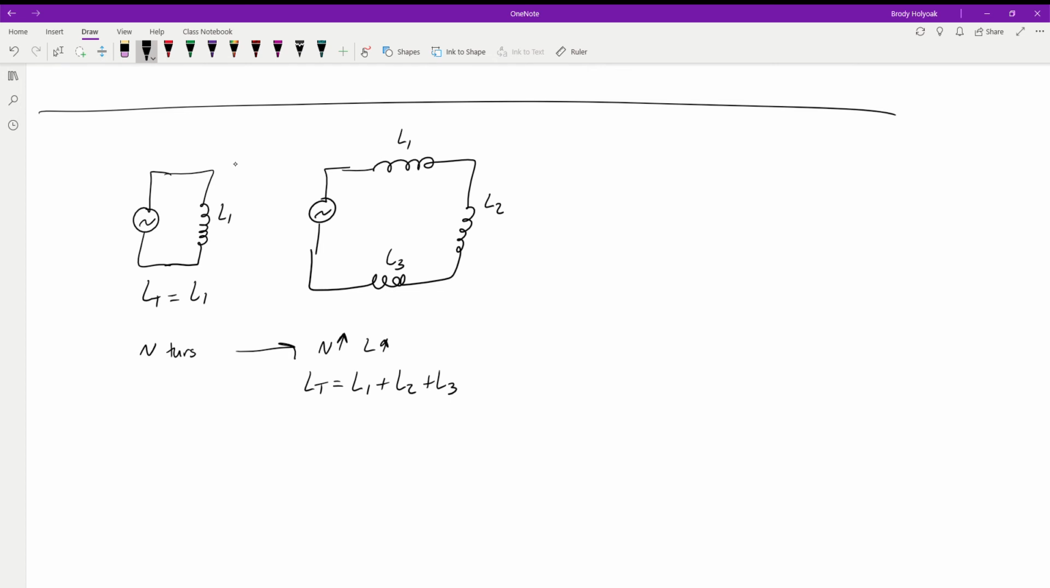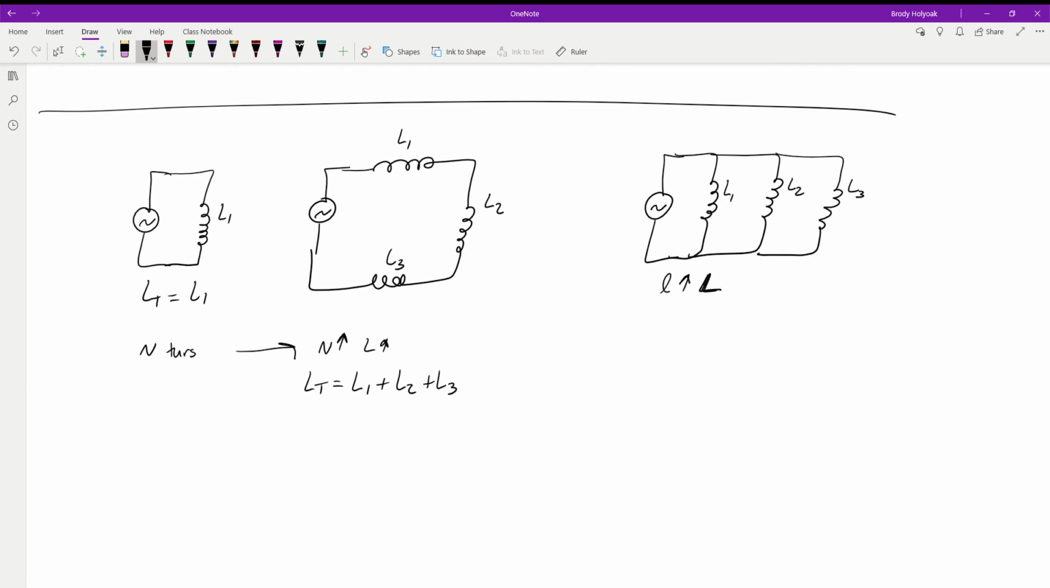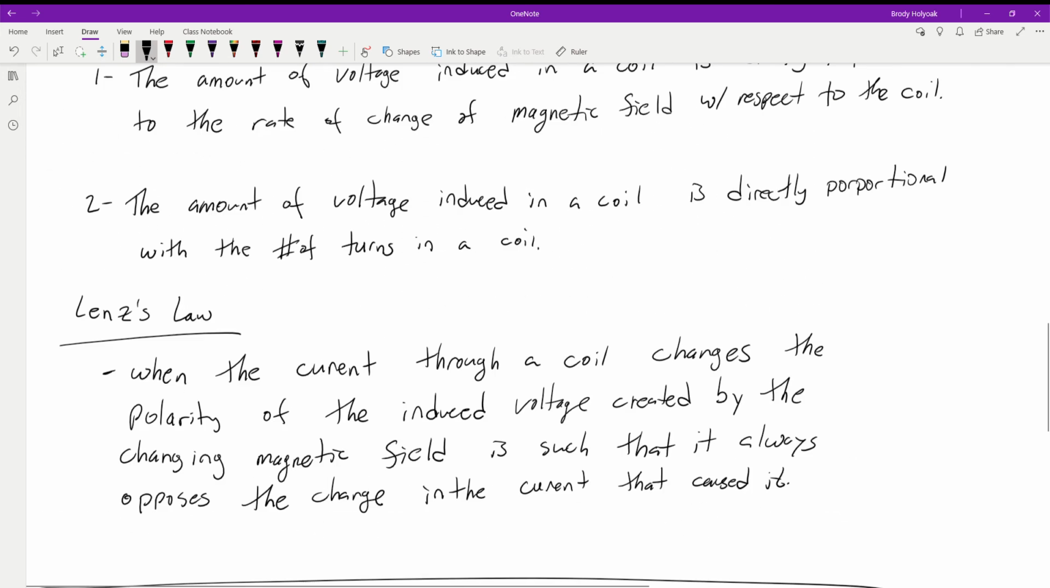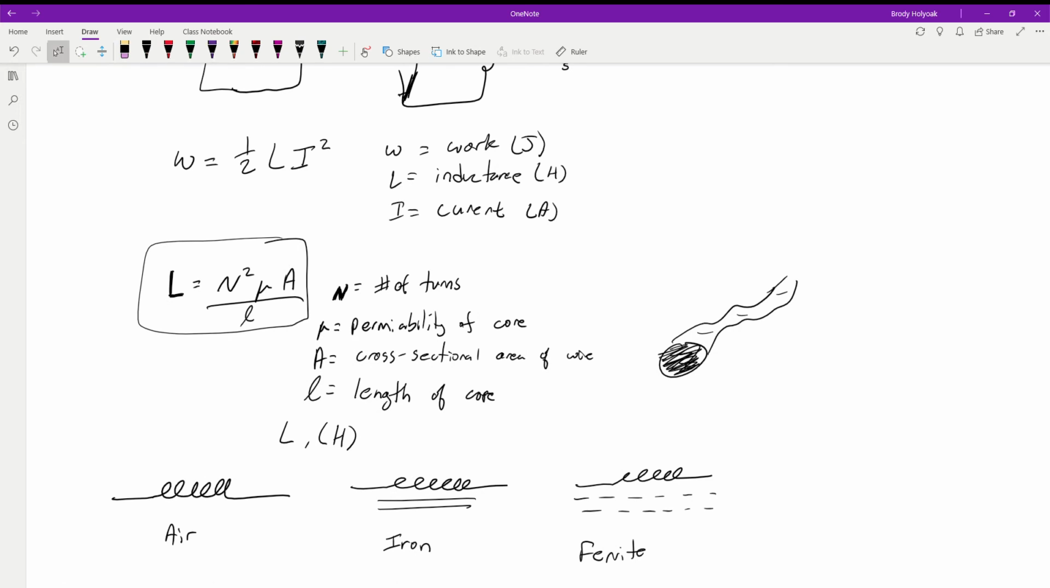And then the next part, when we look at our circuits, we have inductors, and we have 3 of them, and they're all in parallel. In this instance, what we've done is essentially increased the distance of our core. So in this case, our little l is going up. So when our little l goes up, the big L for inductance goes down. And remember, that's all based on the physical properties of how we can calculate these guys.